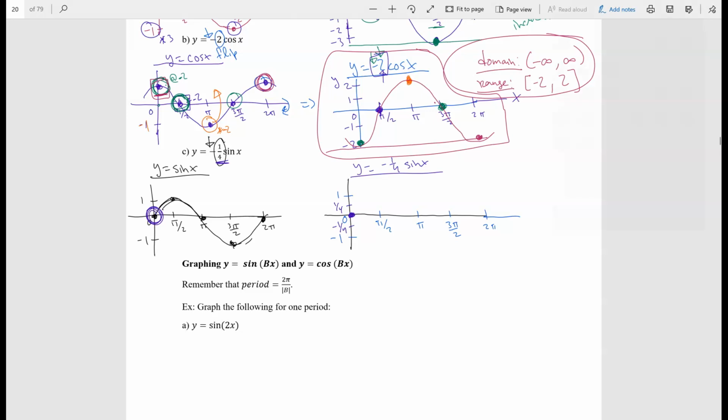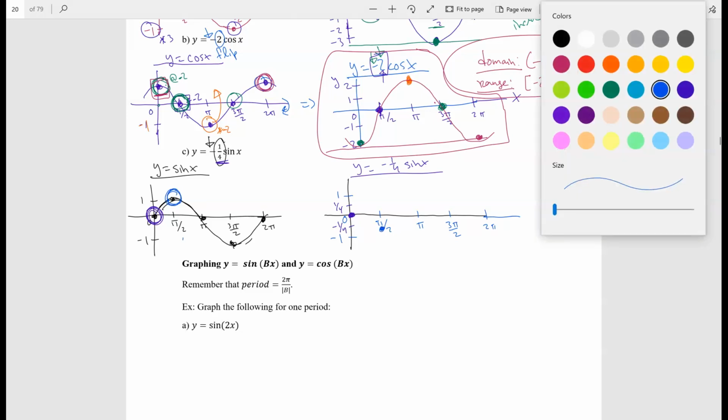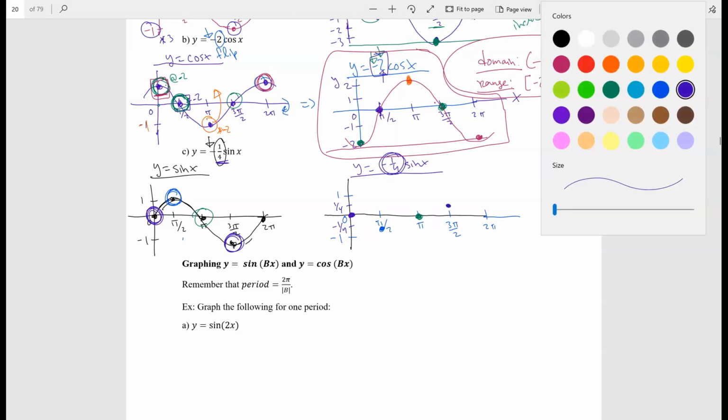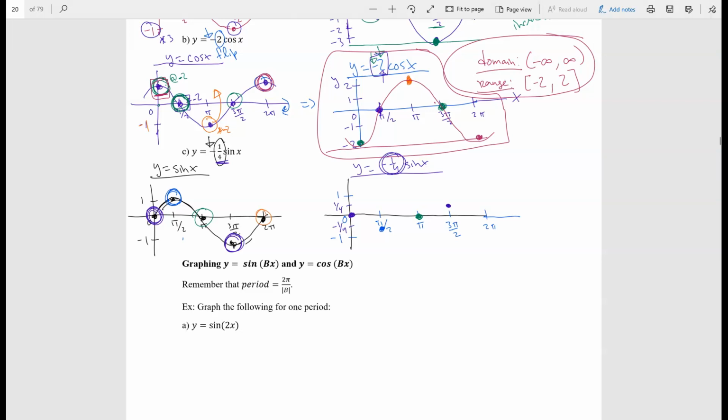At pi over 2, notice that this guy is going to be multiplied by a fourth and then a negative, so it's going to be swapped downward. So it's going to be down here. At pi, it's going to be basically the same thing as the purple one. It's going to stay the same. And then at 3 pi over 2, you have this negative 1 multiplied by this negative 1/4. That gives me a positive 1/4. And then finally, that's 2 pi. And at 2 pi, you have the 0. It's going to be the same thing as the green one and the purple one.